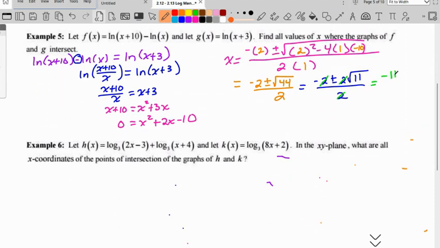Negative 1 plus or minus the square root of 11. Is that what you got? Okay. All right. So let's approximate square roots. The square root of 11 is a little bit more than 3, because the square root of 9 is 3 and the square root of 16 is 4. So it's between 3 and 4, about 3, a little more than 3.